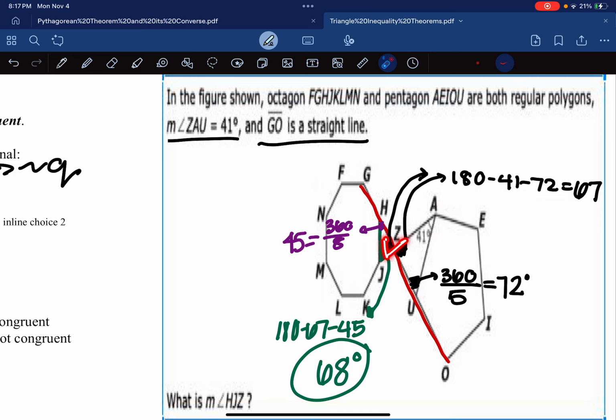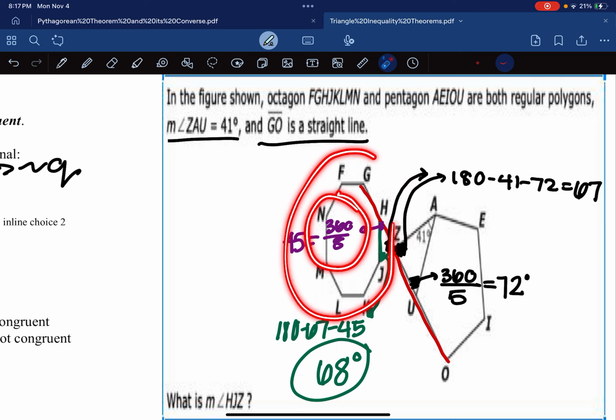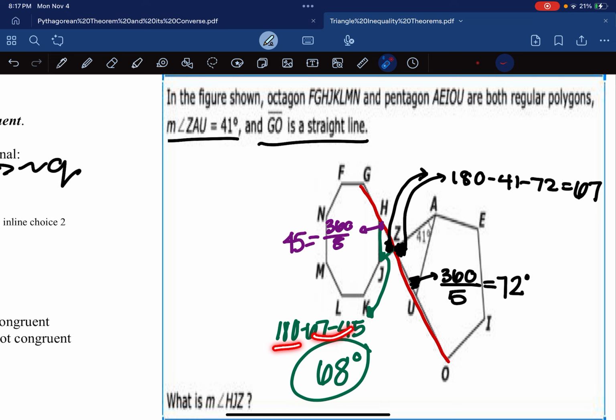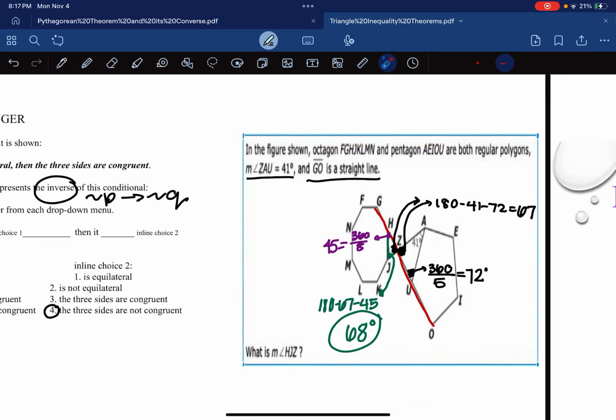Well, those two angles are vertical angles, so this one's also 67. And we already did 360 divided by 8 because this is an octagon, which gives me 45. So 180 minus the 67 that we have for Z minus the 45 that we have for H gives me 68. So that is our bell ringer.